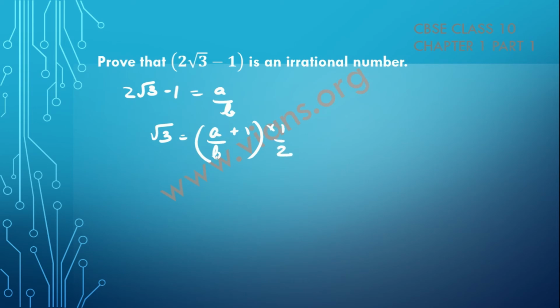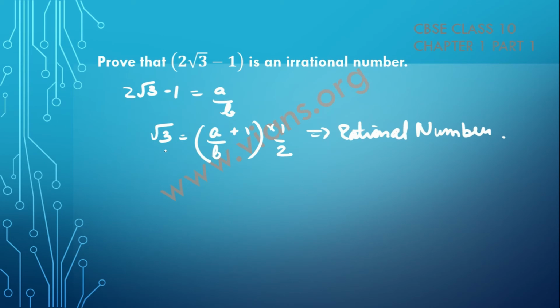Now we know that a by b is a rational number, plus 1 is a rational number, and therefore root 3 has to be a rational number. But again, we know that root 3 is not a rational number. Why? Because that's the general idea: any nth root of any number that's not a perfect nth power is an irrational number. We know root 3 is an irrational number because it's not a perfect square in this case.